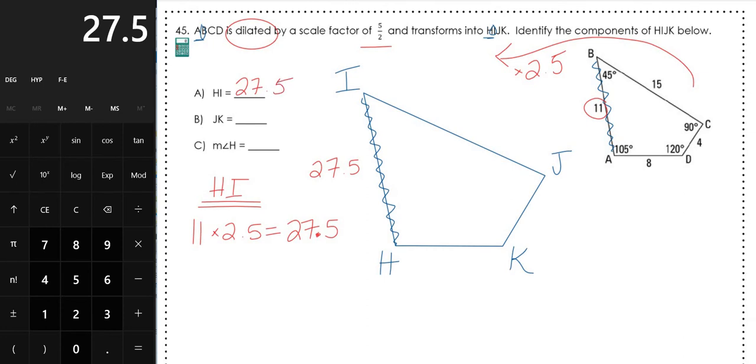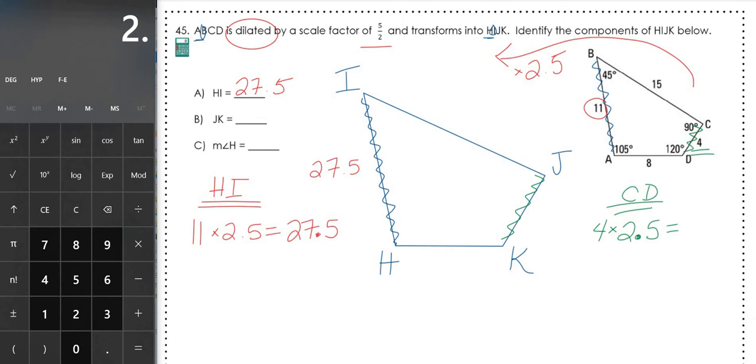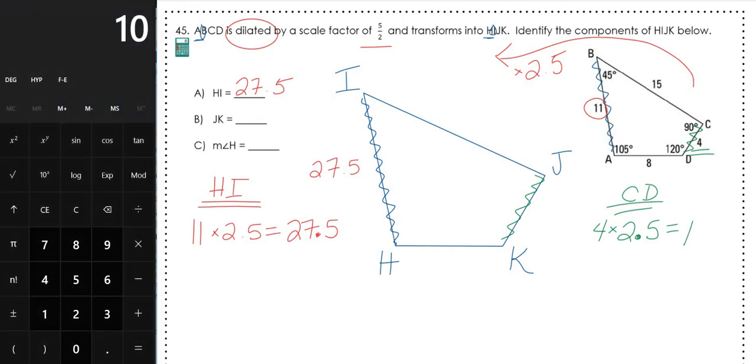Next, I want to figure out JK. JK used to be CD. So I'm going to multiply the length of 4 by the scale factor 2.5 to figure out what CD is going to become. Now, 2.5 times 4 gives me 10. So my new length for JK is 10. So I'm going to put 10.